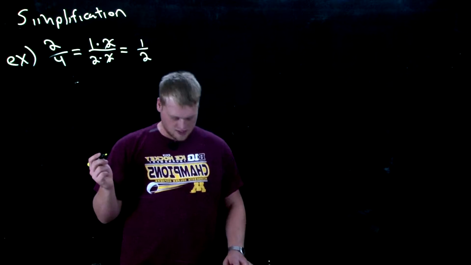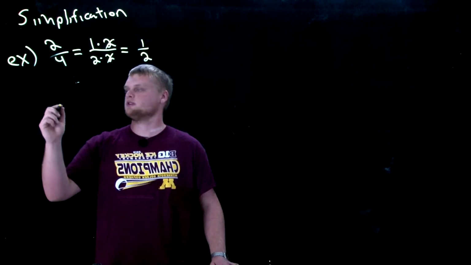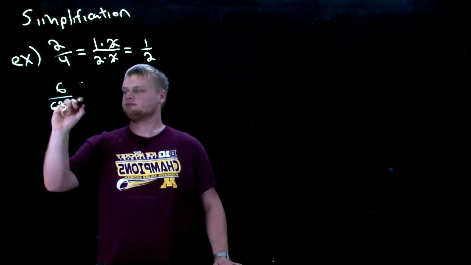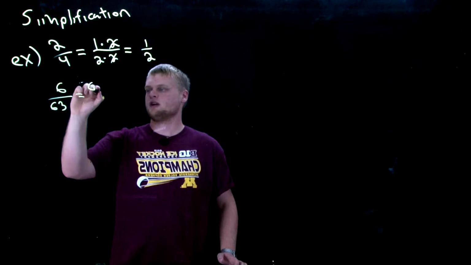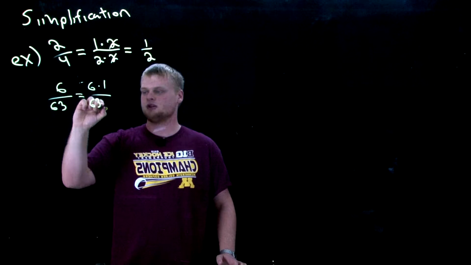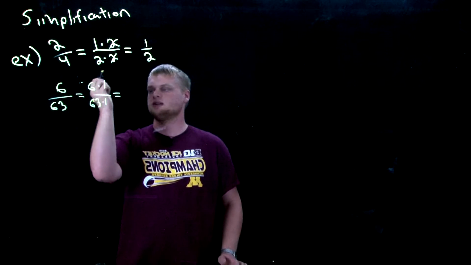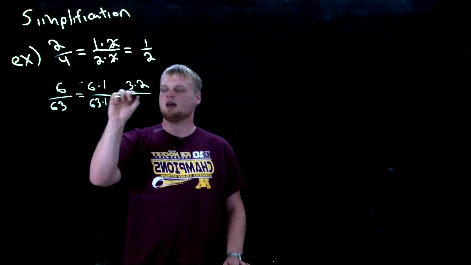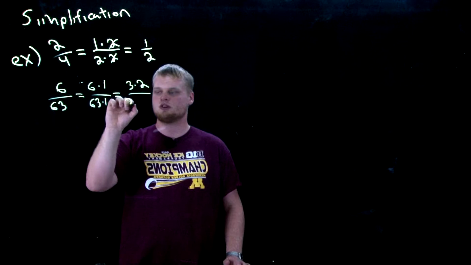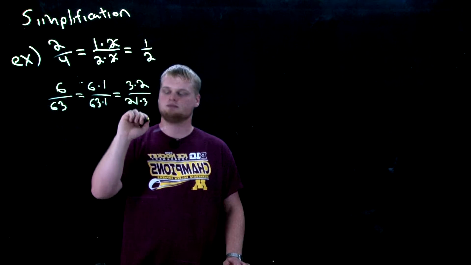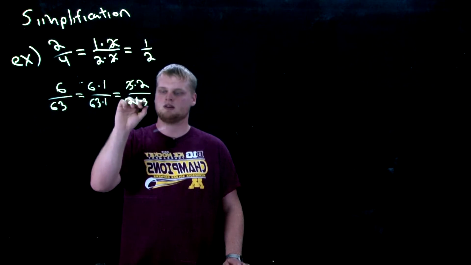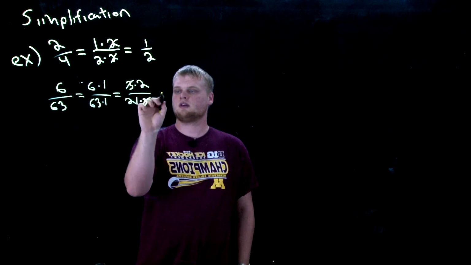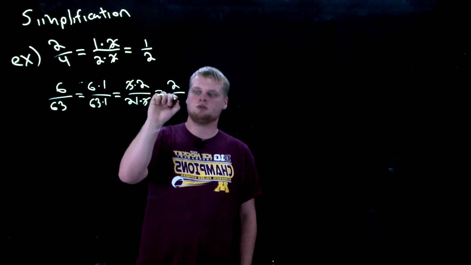Now let's look at a second example that's a little bit more difficult. Let's take the fraction 6 over 63. This is the same as writing 6 times 1 over 63 times 1, but you can break that down even further and say 6 is 3 times 2, and 63 is 21 times 3. Now as you see, we have a 3 on the numerator and 3 on the denominator, and we are left with the fraction 2 over 21.